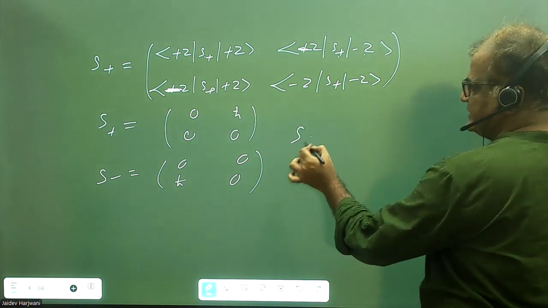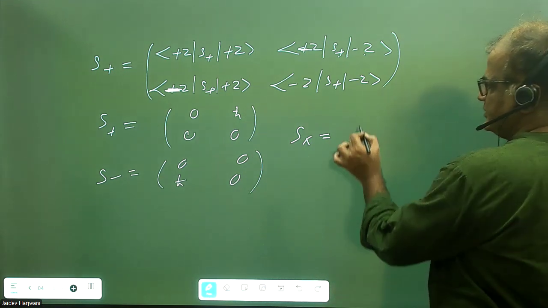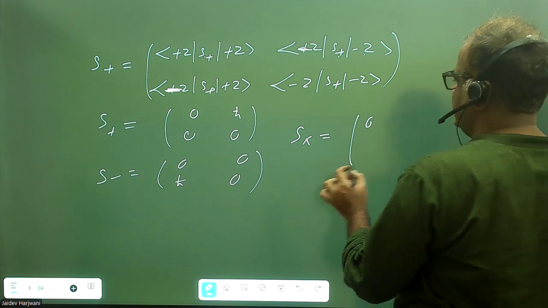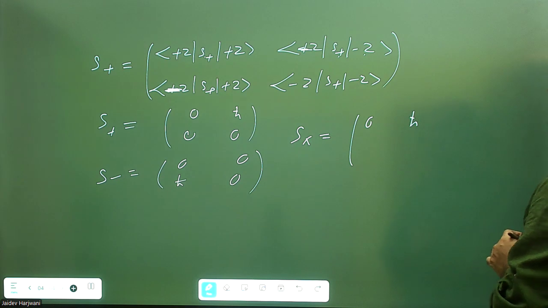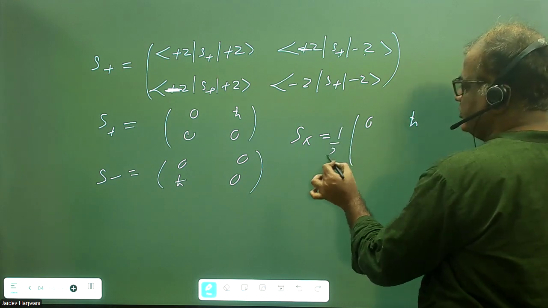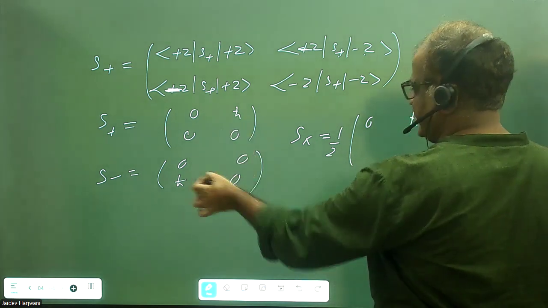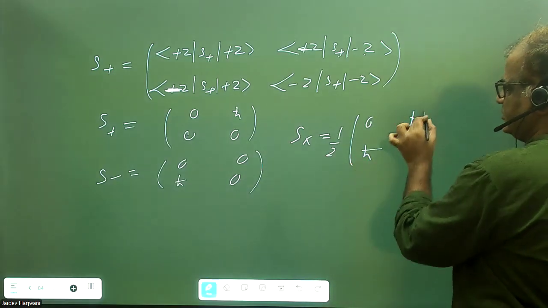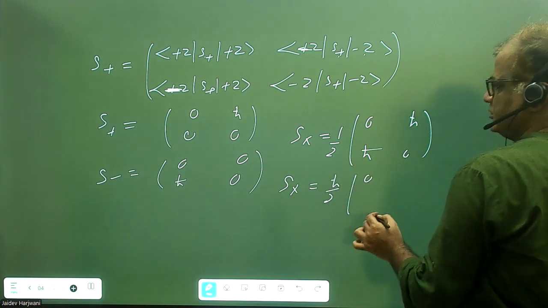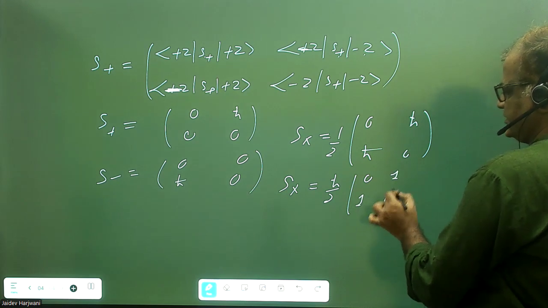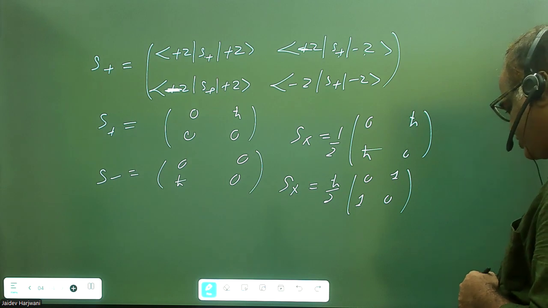Now I can write Sx. Sx will be what? The sum of these two. The definition of Sx is 1 by 2 (S plus plus S minus). So this becomes 0 ħ, ħ 0. So Sx becomes ħ by 2 times the matrix 0 1, 1 0. So this is your representation of Sx.